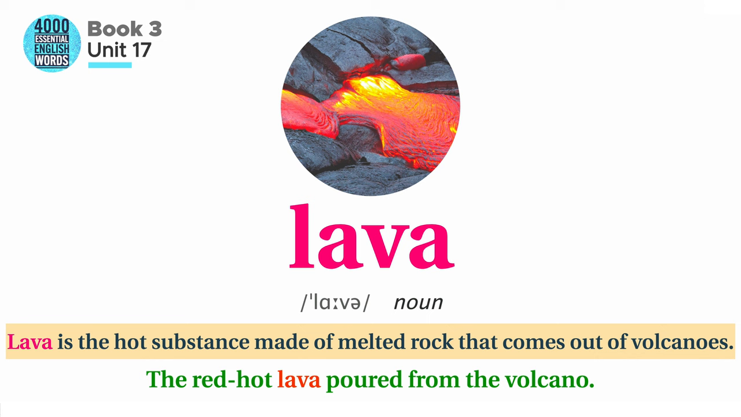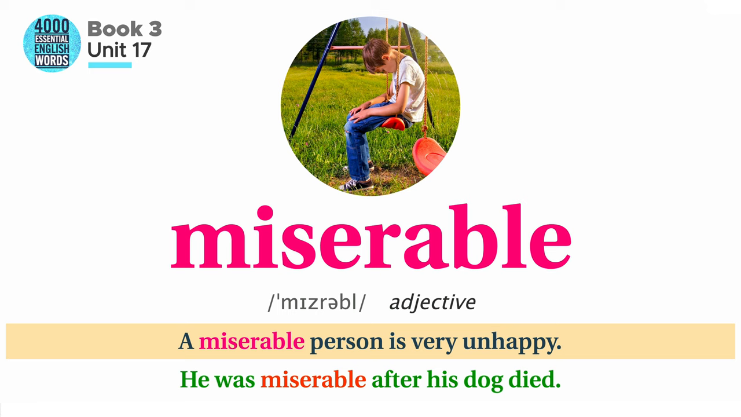Lava. Lava is the hot substance made of melted rock that comes out of volcanoes. The red hot lava poured from the volcano. Miserable. A miserable person is very unhappy. He was miserable after his dog died.